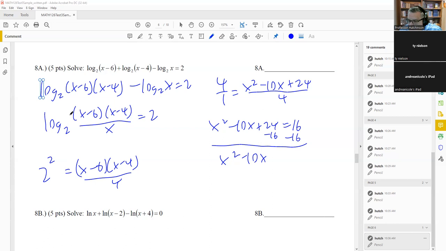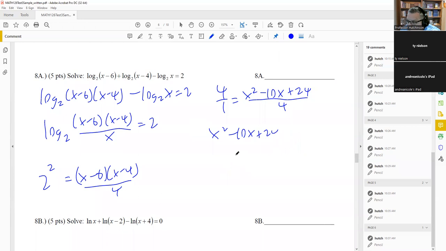And oh, you know what? I don't know what happened. There should be an X in the bottom. My apologies here. So for this here, that's not correct. There's an X in the bottom. I don't know why that got changed to a 4 all of a sudden. Yeah, this is an X in the bottom. I'm not sure why that disappeared.